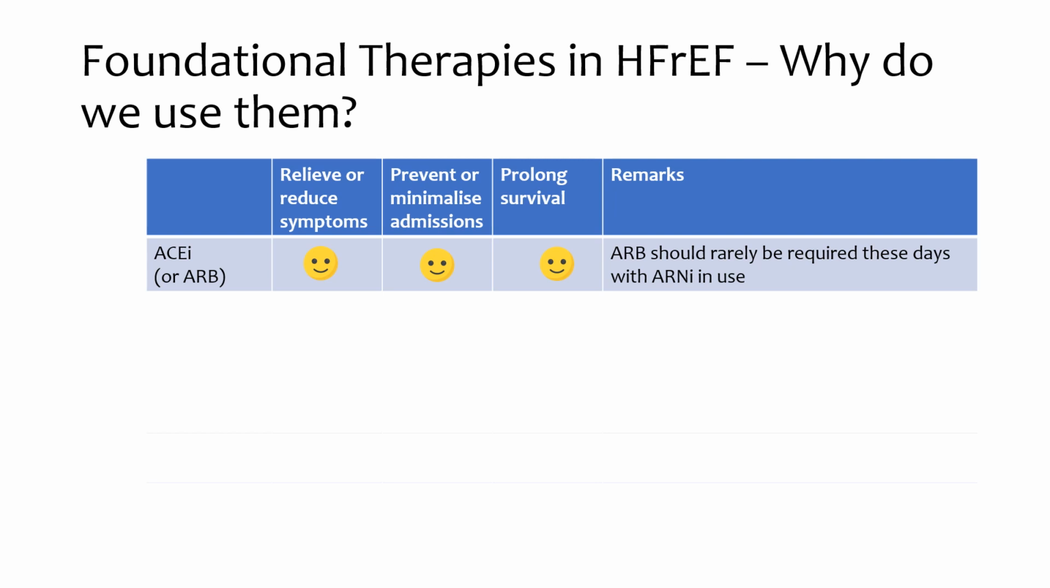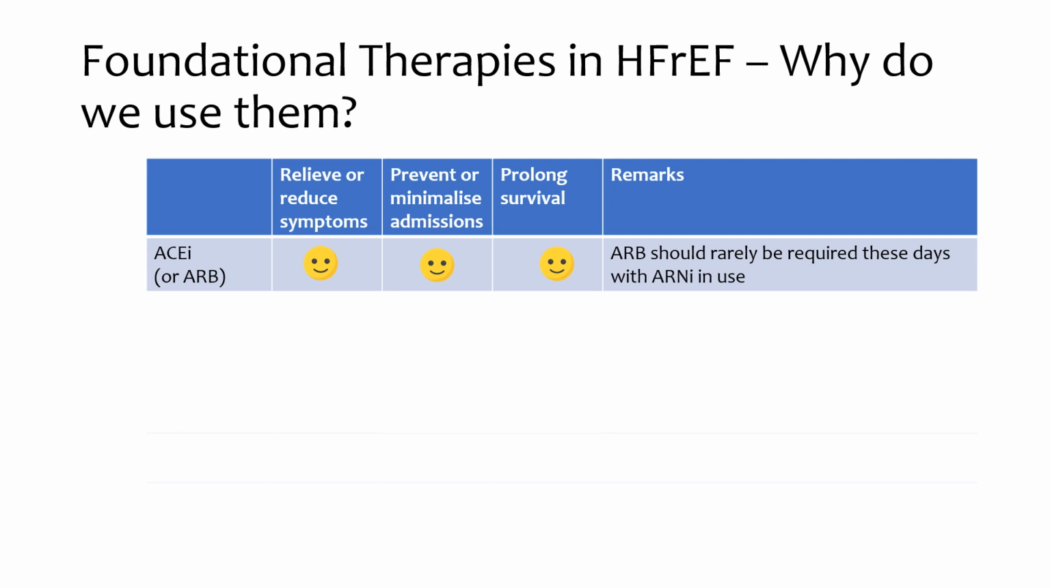With this slide, I wanted to go through to summarize all the agents that we use as foundational therapies in HFrEF and why do we use them. So let's start with the ACE inhibitors, or I put ARBs in brackets mainly because the ARB should be rarely required these days since we've got the ARNIs in use. The only big thing about the ARNIs is that it's extremely expensive, so that is the only thing that's stopping its widespread use. But I hear that come January, there's going to be a lot more subsidies in place, and so let's all wait for that to happen so that our patients can get more access to it.